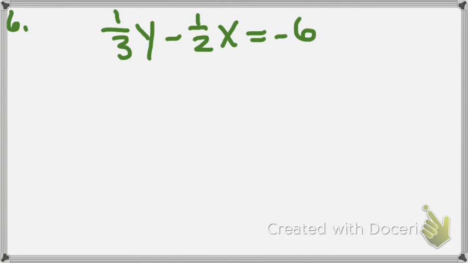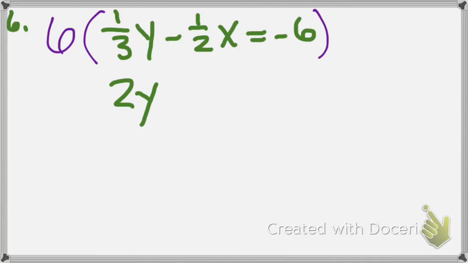Number 6. Right off the bat, I see fractions. We have to eliminate our fractions by multiplying everything by the least common denominator. My denominators are 3 and 2. The least common denominator will be 6. When I multiply 1/3 y times 6, I'll have 2y. 6 times negative 1/2 x is negative 3x. And 6 times negative 6 is negative 36.